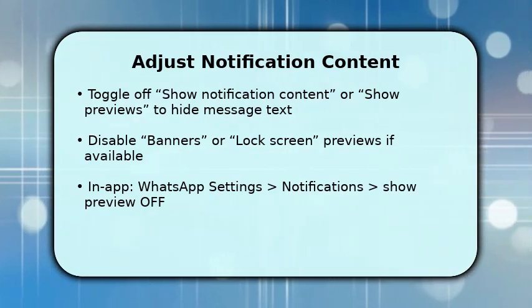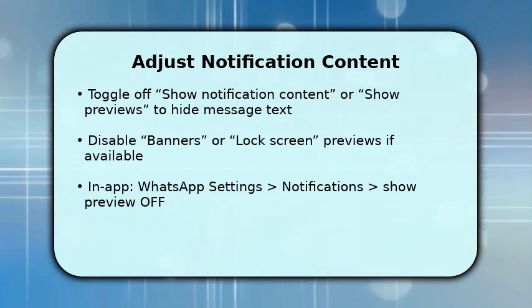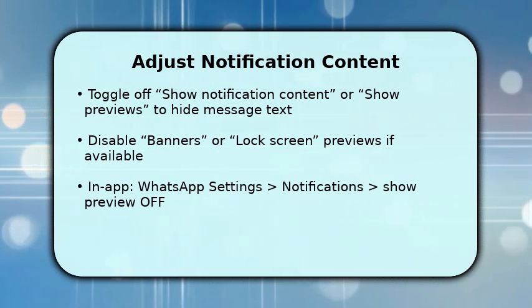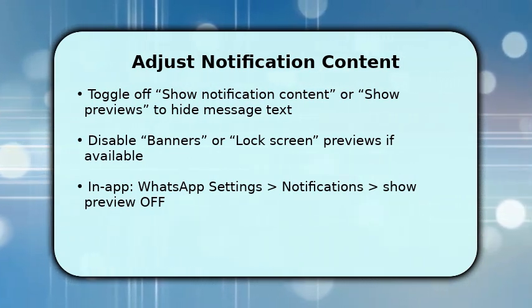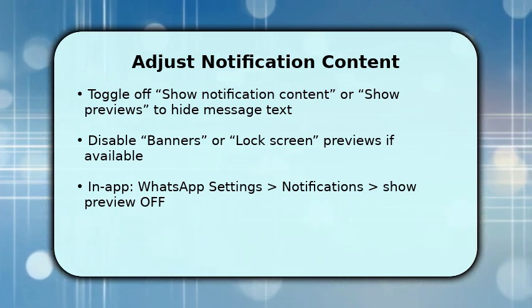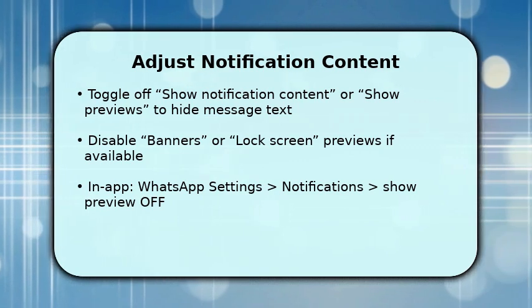In System Notifications, turn off Show Previews or Show Notification content so messages appear as new message only. Then disable banners and lock screen previews if you want complete privacy in public. Also open WhatsApp, go to Settings, Notifications and switch Show Preview off. This ensures the app-level setting matches the system.